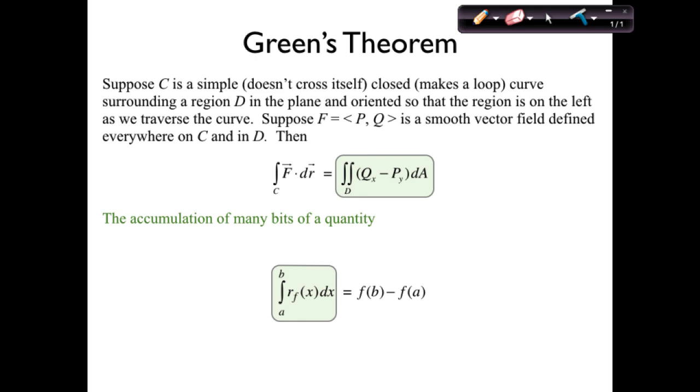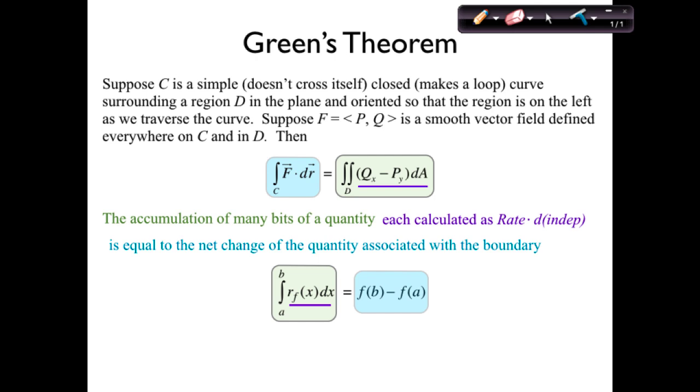And those bits are calculated using rate of change, right? So we know this is rate of change of f. How do we see rate of change here? Yeah, so these are derivatives, right? So this is the partial of this with respect to x, and this is the partial of y. So this is some sort of derivative, some sort of rate of change. Each is calculated by rate times change in the independent variable, and it is equal to the net change of the quantity, in both cases associated with the boundary, right?